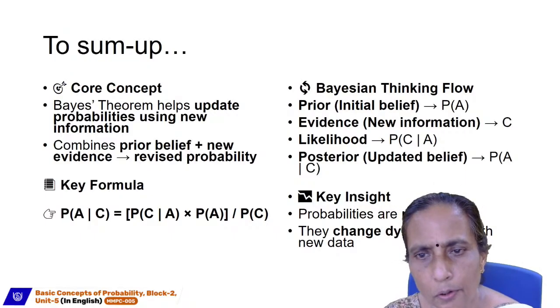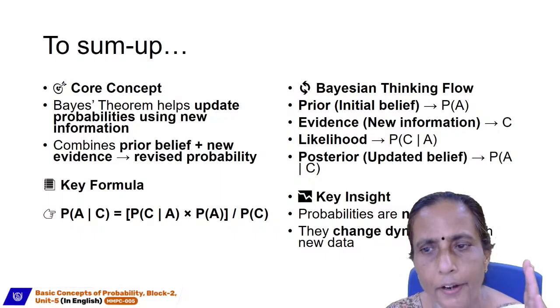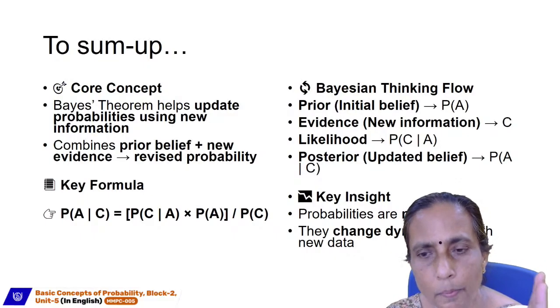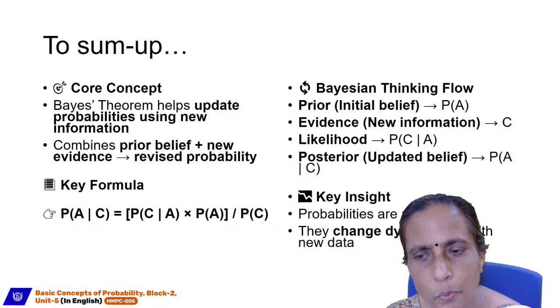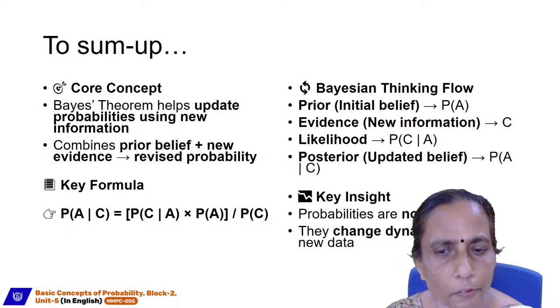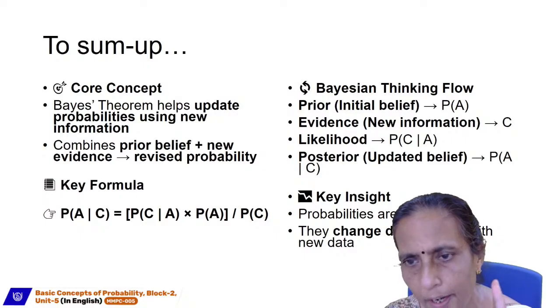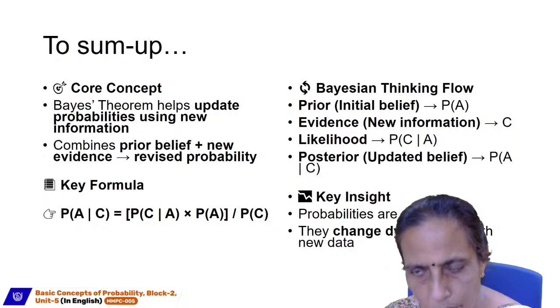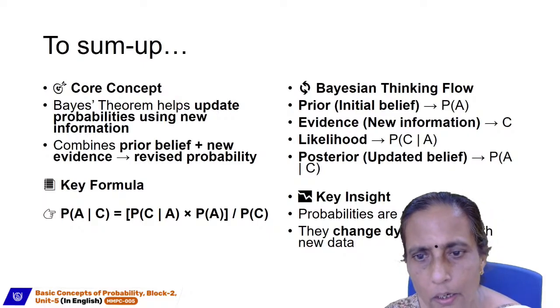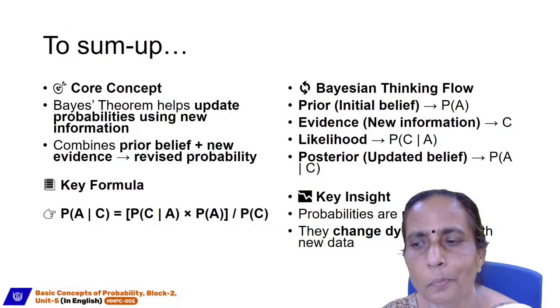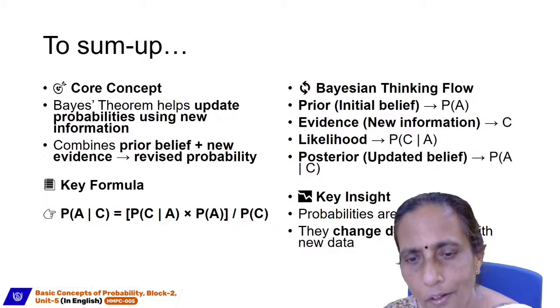So in the Bayesian thinking flow, the prior is the initial belief, that is the probability of the event A. The evidence, the new information, is the event C. The likelihood is the probability of C given A. And the posterior, that means the updated belief, is what the probability of A will be after C has happened. That is my posterior. Prior belief is before getting the new information or new evidence C. That is the prior probability, and the posterior, after the likelihood of C given A, will be A given C.